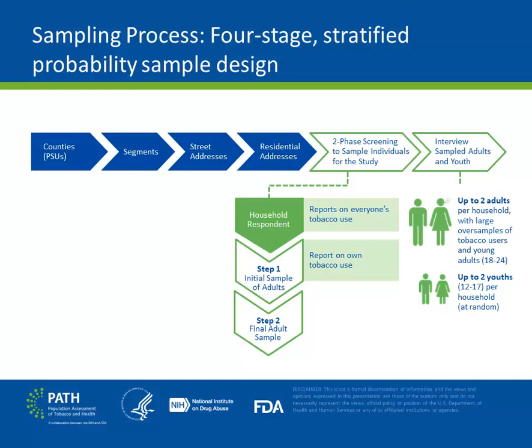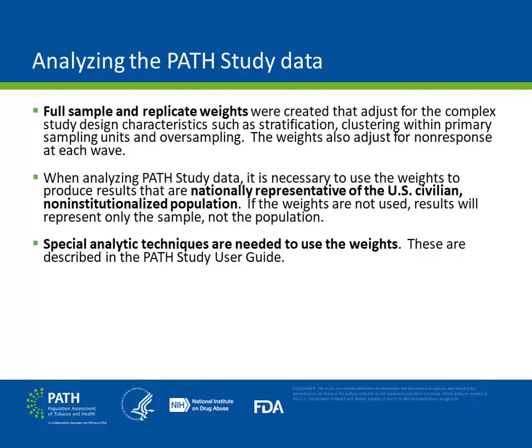This 4-stage sampling design process provides the PATH study with a nationally representative sample of U.S. civilian, non-institutionalized population ages 12 years and older. Full sample and replicate weights were created that adjust for the complex study design characteristics such as stratification, clustering within primary sampling units, and oversampling. These weights were also adjusted for non-response at each wave.